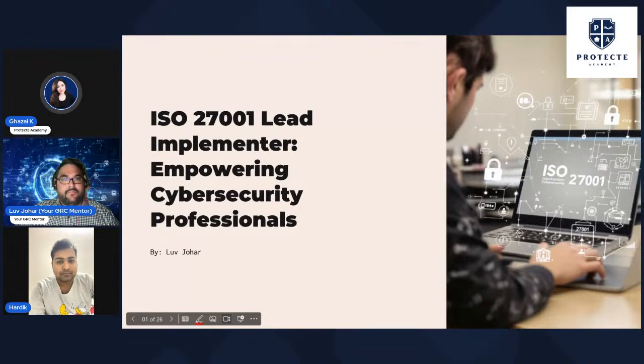And we have another special guest today. His name is Hardik. He has recently joined us at Protect Technologies as a cybersecurity researcher. So, we'll get into all of these cool stories. We'll be discussing the ISO 27001 framework with the point of view of a lead implementer and all of that.